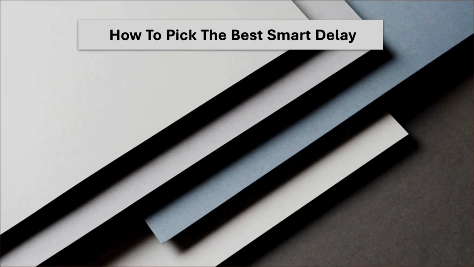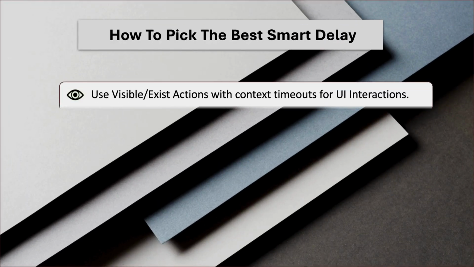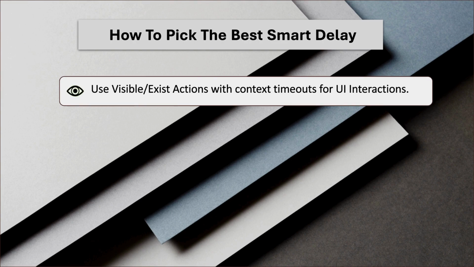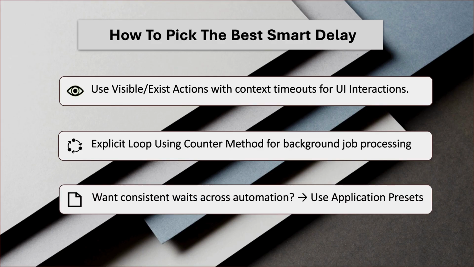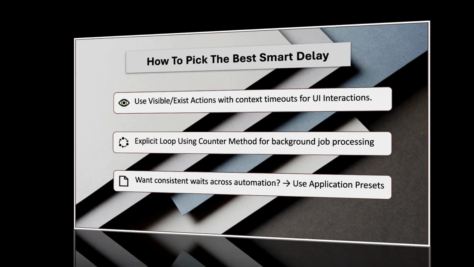Now we will see how to pick the best smart delay. Use visible exist actions with appropriate context timeouts when interacting with UI elements, for example, windows, pages, and objects. Use an explicit loop using the counter method for background job processing. Use application presets to standardize wait behavior across your automation.